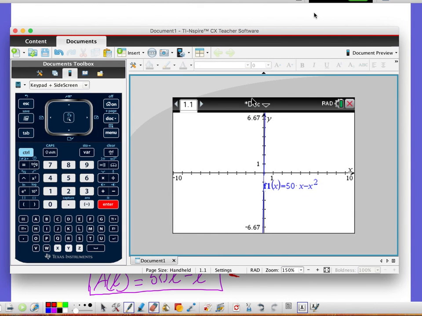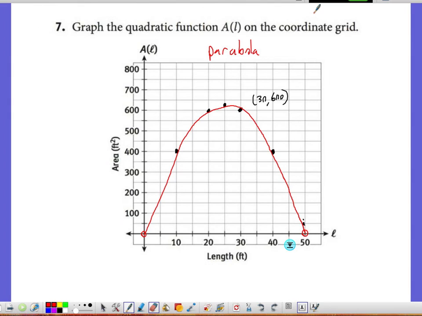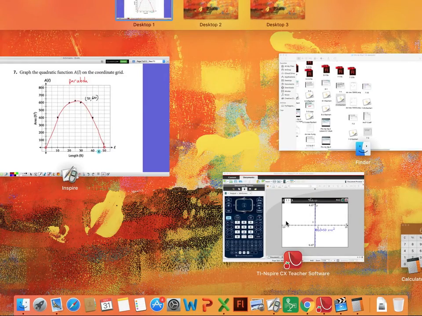So here is something that we have to keep in mind. Sometimes the graph is so big that whenever you graph it, you only see this part right here, which is what our calculator sees. It sees a straight line. So we need to adjust the window settings in order to see the whole entire parabola. And notice that we go from 0 to 50 in our length, and then from 0 to somewhere around 700 for our area. So that's what we want to change.